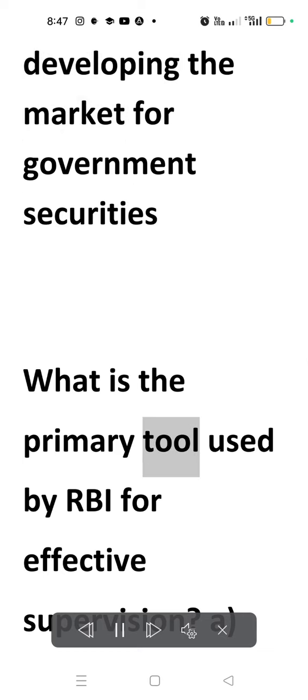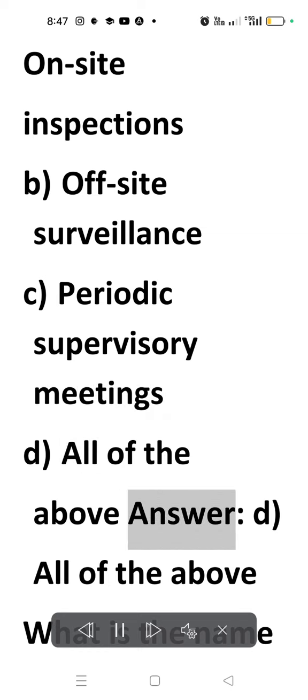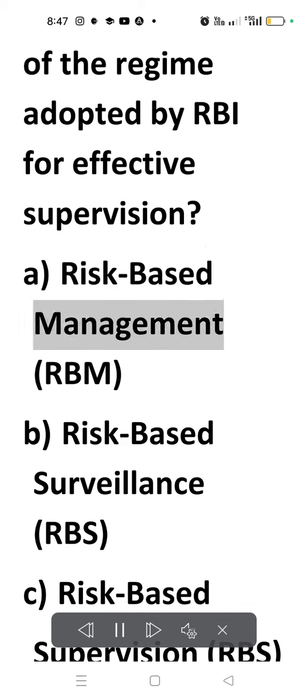What is the primary tool used by RBI for effective supervision? A. On-site inspections. Off-site surveillance. Periodic supervisory meetings. All of the above. Answer D. All of the above. What is the name of the regime adopted by RBI for effective supervision? Risk-based management, RBM. Risk-based surveillance, RBS. Risk-based supervision, RBS. Answer C.